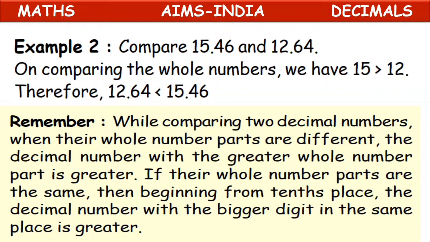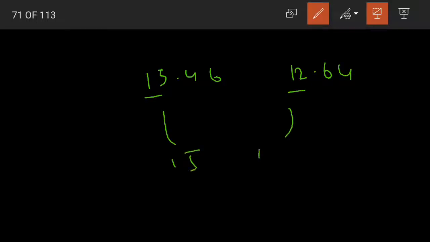Coming to example 2, here 15.46 and 12.64. If you look at the whole number parts, we have 15 and 12. We know that 15 is greater than 12. So directly we can write that 15.46 is greater than 12.64. Clear, children?